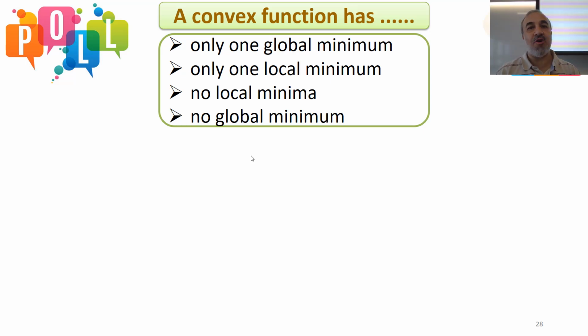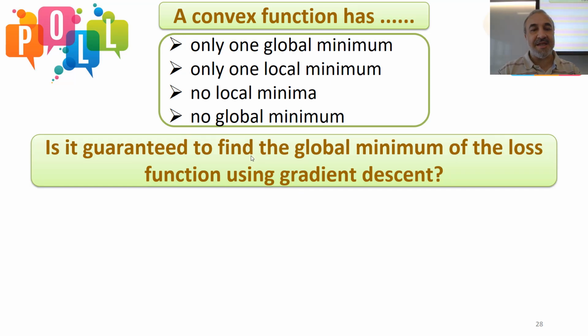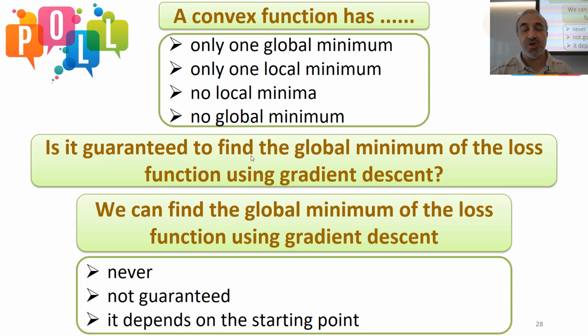A convex function has only one global minimum, only one local minimum, no local minima, no global minimum. Only one global minimum and no local minimum. Is it guaranteed to find the global minimum of the loss function using gradient descent? No, it's not guaranteed. We can find the global minimum of the loss function using gradient descent: never, or not guaranteed, or it depends on the starting point. The last two, right? It's not guaranteed to find the global minimum, and of course it depends on the starting point.